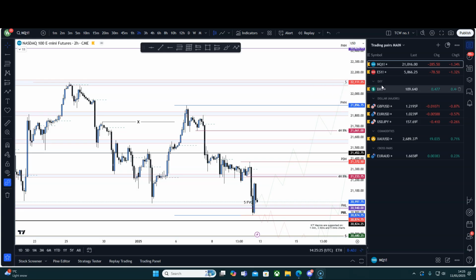I'm also going to chart the DXY, which obviously controls most of the market when it comes to Forex. Then we're going to chart Pound USD, Euro USD, USD JPY, gold and one cross pair, Euro Aud. Within this list there are plenty of pairs to trade. We do not need to be charting every single pair. It is about quality and not quantity.